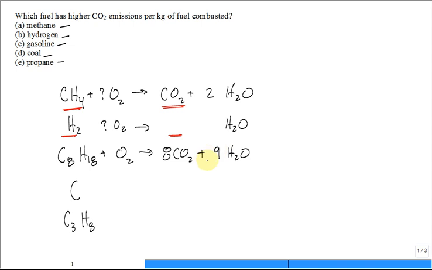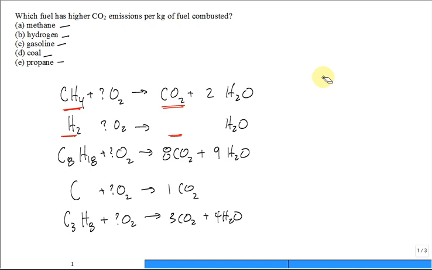And just to complete it, how many H2Os? 9. And for the carbon, how many CO2s? 1. And for the propane, 3 CO2s and 4 H2Os. Okay. So for each one of these, you can get the number of moles of CO2 produced.